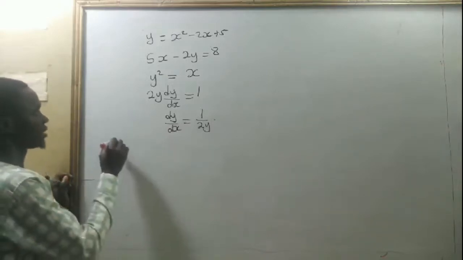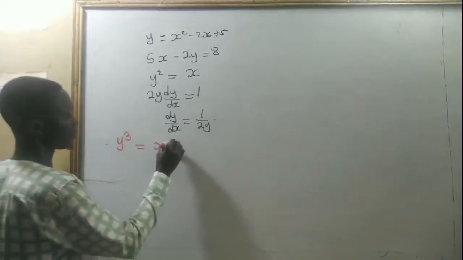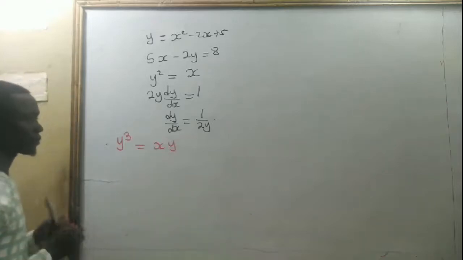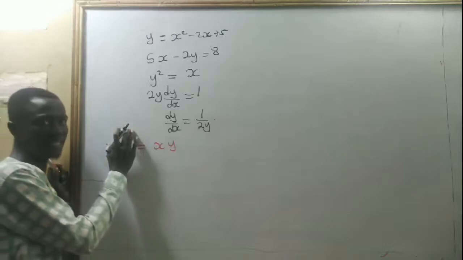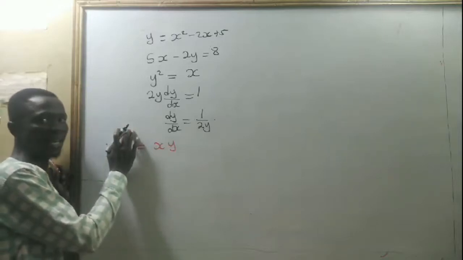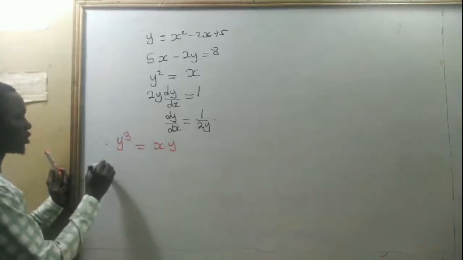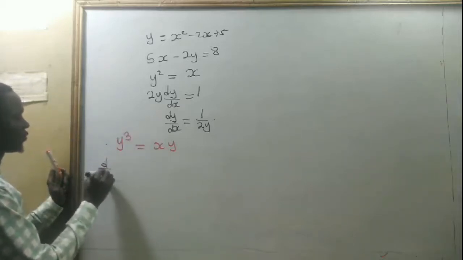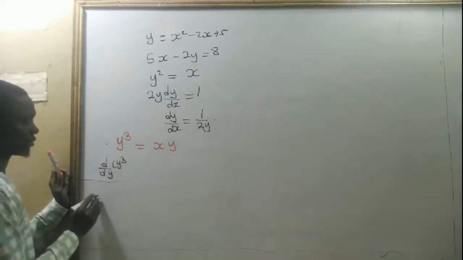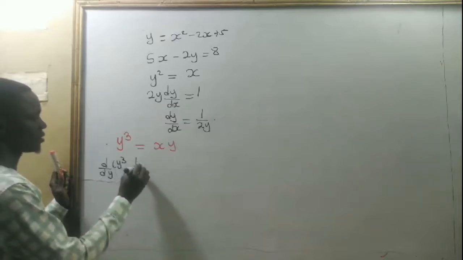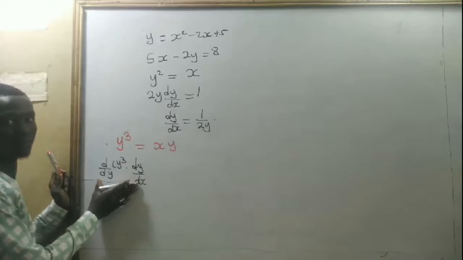If we have, let's say, y cubed equal to xy. Now, you know that from the chain rule, we will differentiate this with respect to y, and then we multiply it by dy on dx. So here, I'm going to have the derivative of y cubed with respect to the same y times dy on dx. That is the chain rule.